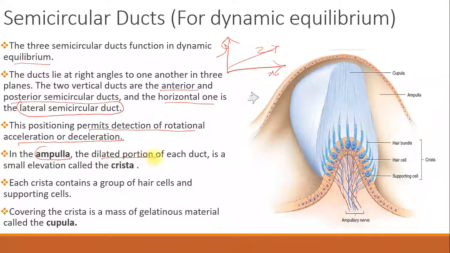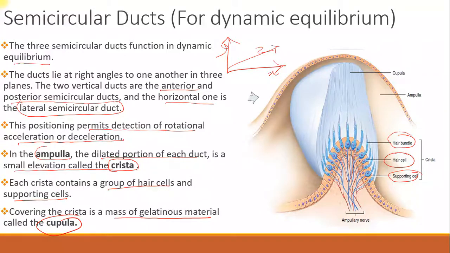So this is the dilated portion of each duct, and it has a small elevation called the crista. So in the ampulla we can find a small elevation called the crista. You can see this elevation in the ampulla. This crista contains hair bundles, hair cells, and supporting cells. Covering the crista is a mass of gelatinous material called the cupula.